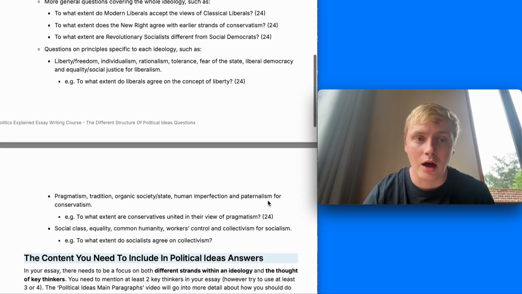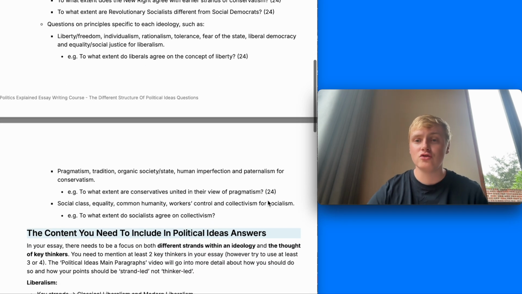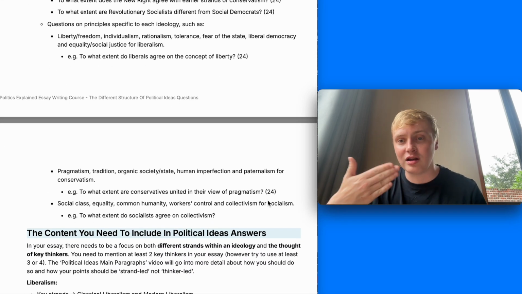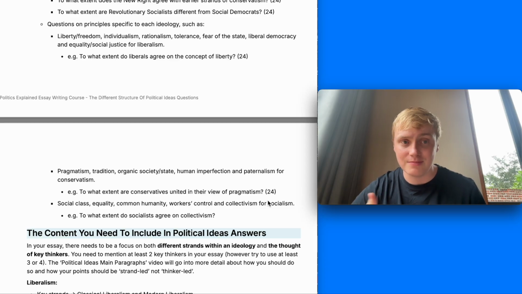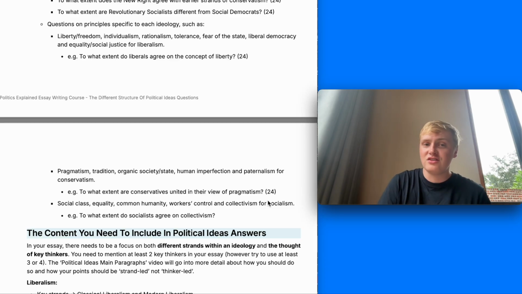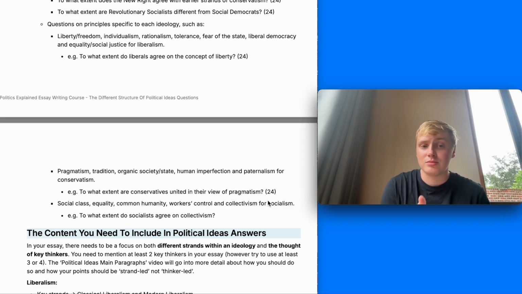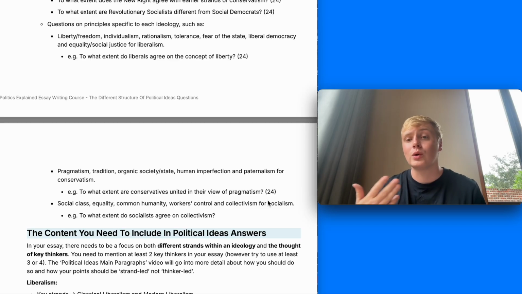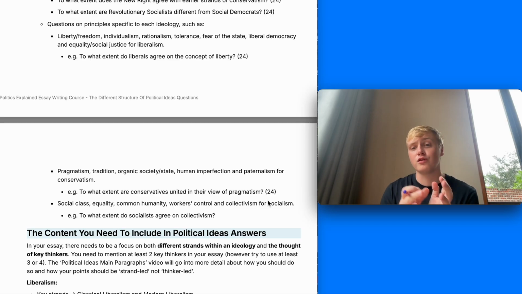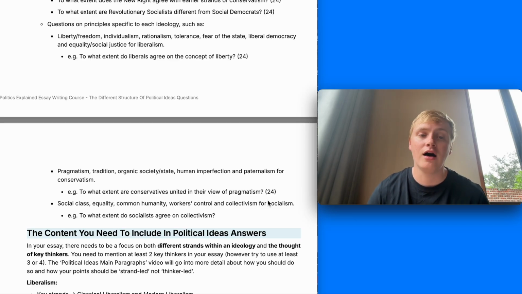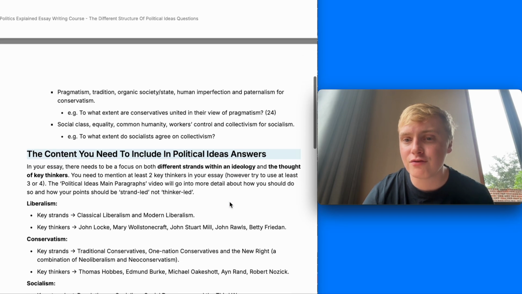So you could be asked about liberalism in relation to liberty or freedom. To what extent do liberals agree on liberty or agree on freedom? Individualism, rationalism, tolerance, fear of the state, liberal democracy, and equality, for example. Same with conservatism, you could get asked about pragmatism, tradition, human imperfection, or paternalism. For socialism, social class, equality, common humanity, workers' control, and collectivism. Of course, there are those core principles for the non-core ideologies that you can get asked about as well. So that's the different structure of the question.